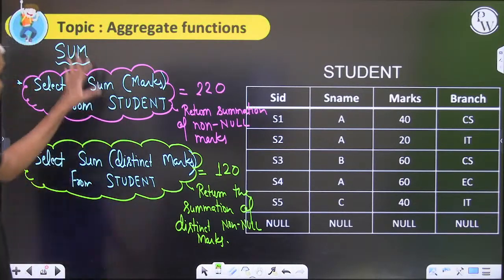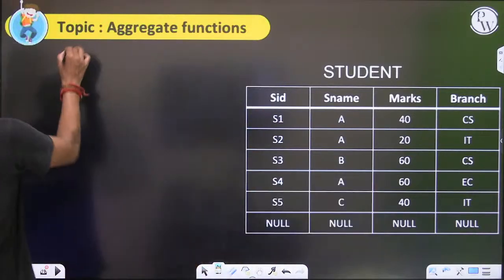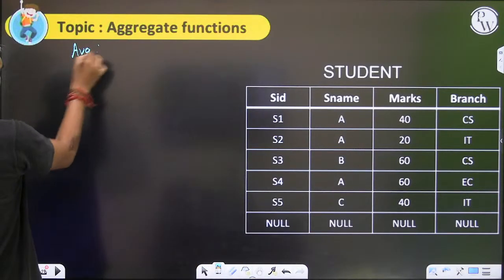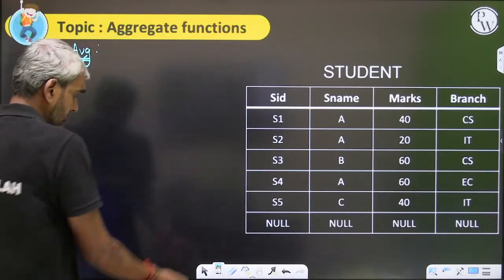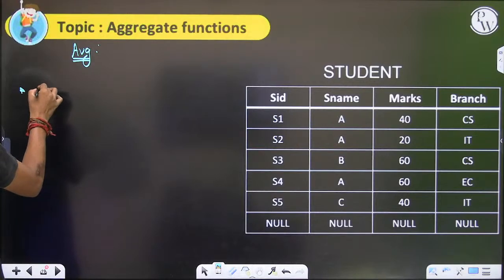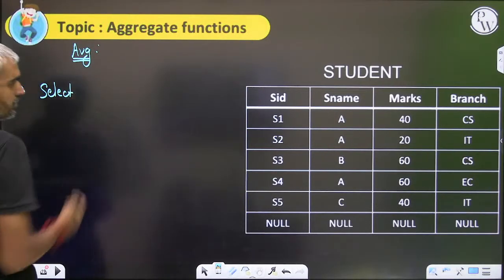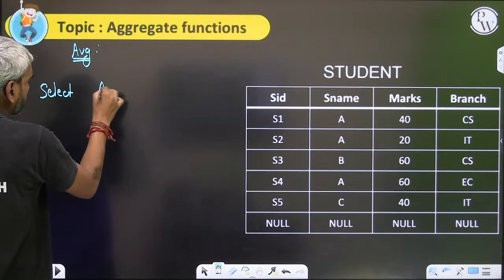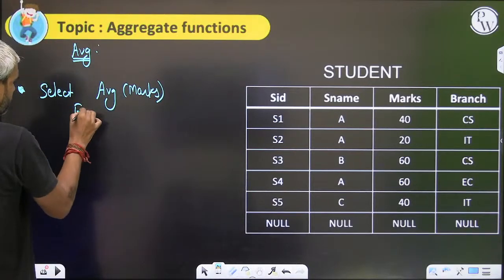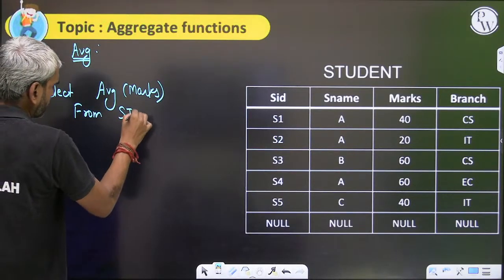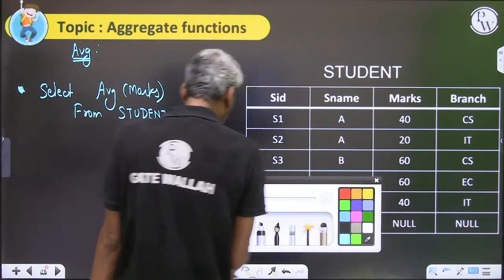Clear? Once you define the summation, you can also define the concept of average. It will compute the average value for a particular column. So if I say select average of marks from student, let me tell you how exactly these two things will be calculated.